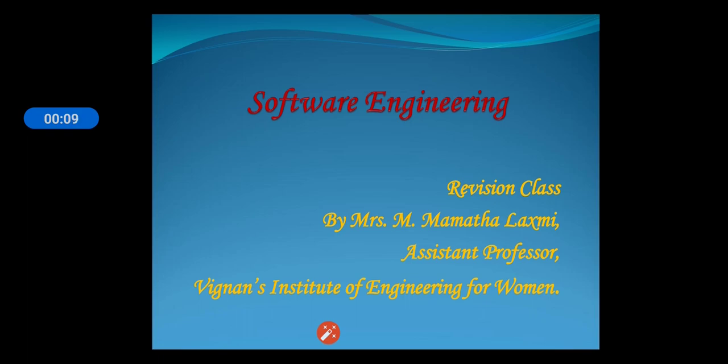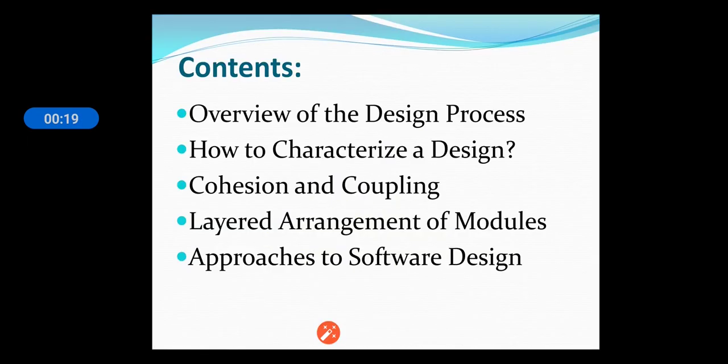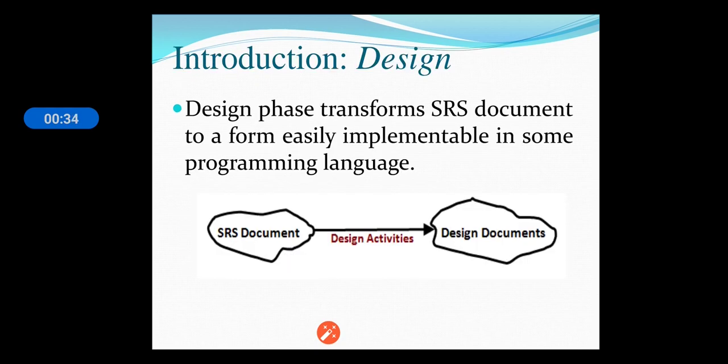Okay, in the previous class, we revised Unit 2 Part 1 concepts, and now in this session, let's begin with Part 2 concepts. So, in this revision session, that is software design, I want to revise these concepts like overview of the design process, how to characterize the design, cohesion and coupling, layered arrangement of modules, and approaches to software design. Okay, now let us begin with the overview of design process.